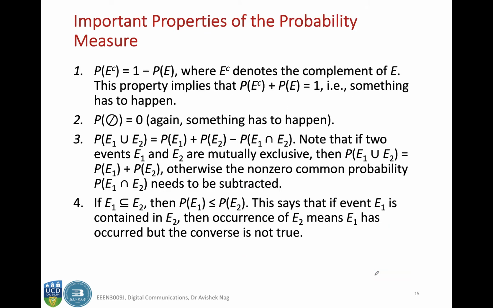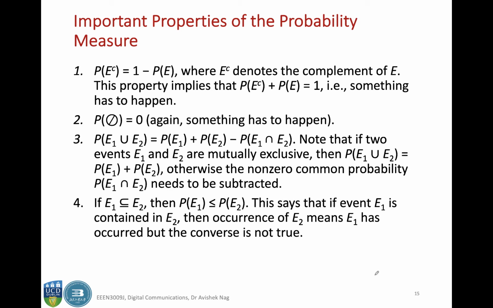So moving on with the other properties of the probability measure. If you define E complement, denoted as E superscript C, that is the complement of the event E, and the probability of that complement is equal to 1 minus the probability of that event. If you add them together, it gives 1. So that means something has to happen.